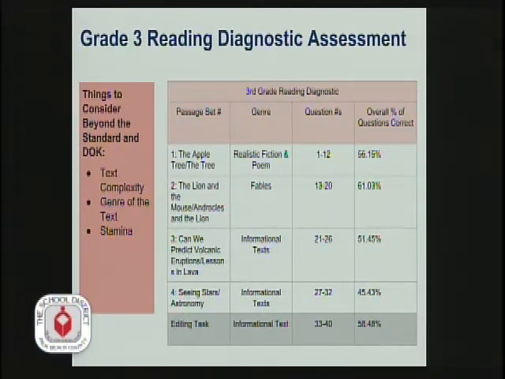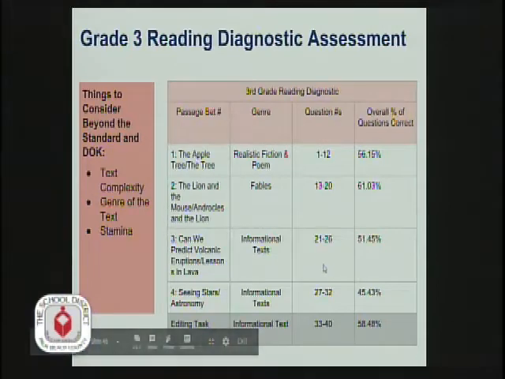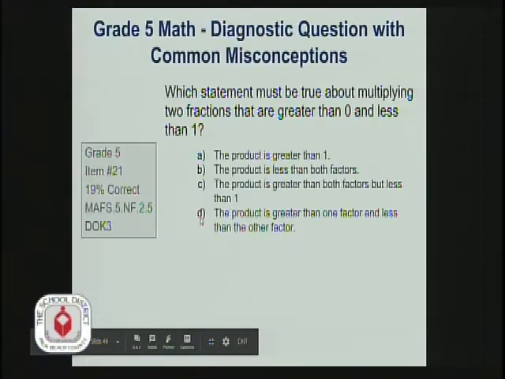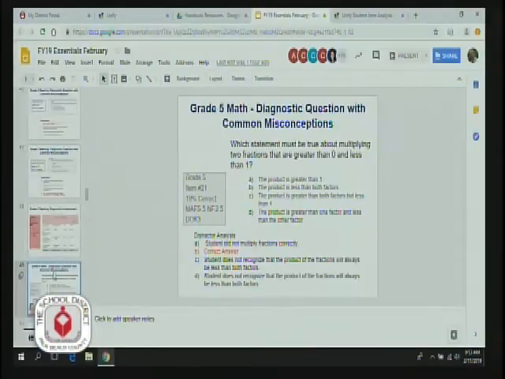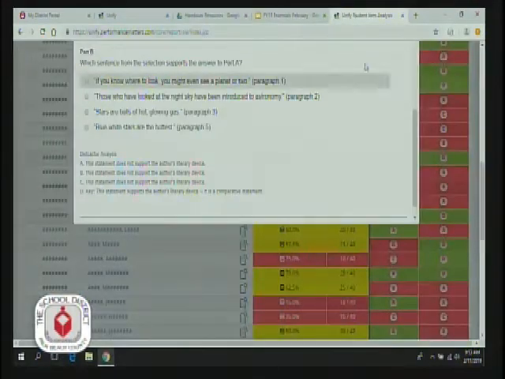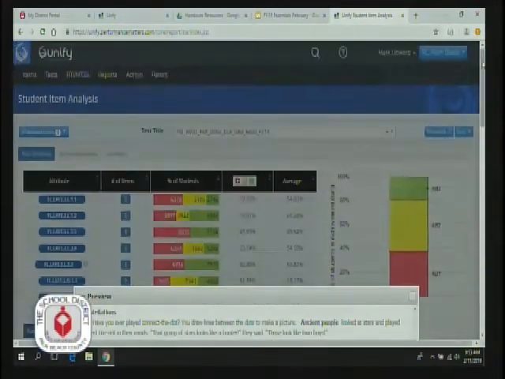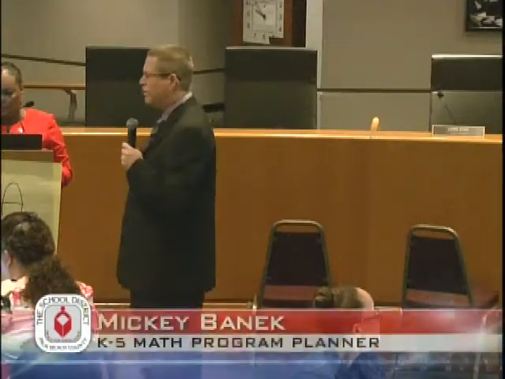And now I'm going to turn it over to Mickey for math. All right, good morning, everybody. Paula's going to put up the 5th grade math diagnostic for me, and I'm going to go over 2 different items. One of them is a multiple choice, and the other one is a grid item.